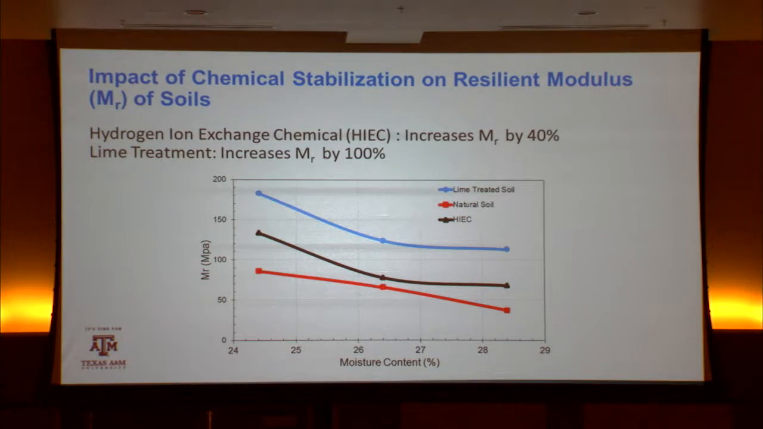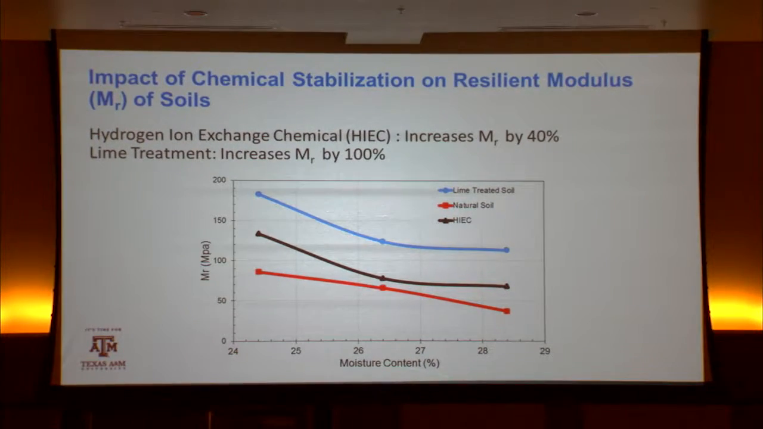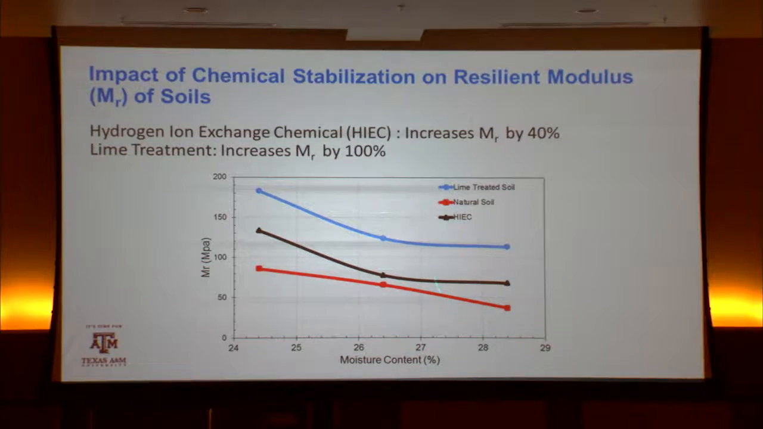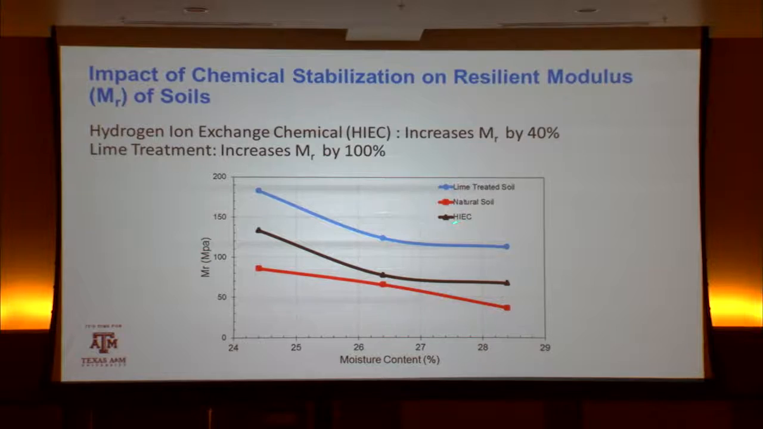So here are some other illustrations of the property changes with some of those stabilizers. The natural soil in this case is the red. This is resilient modulus, and this is over moisture content. The blue is the lime-treated clay, and the black is the acid-treated material. So it's not as effective as the lime, but it does change the engineering properties to some level as well.